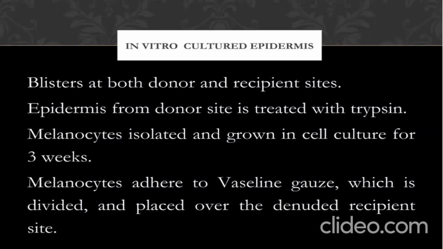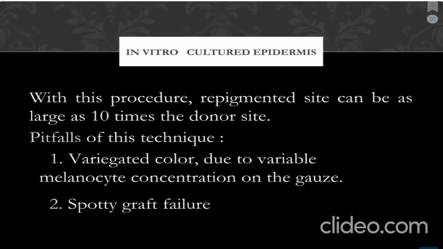Then in vitro cultured epidermis. Same as the first one, blisters at both donor and recipient sites. Epidermis from the donor site is treated with trypsin. Melanocytes are isolated and grown in cell culture for 3 weeks. Then melanocytes adhere to Vaseline gauze, which is divided and placed over the denuded recipient site. And with this procedure, the repigmented site can be as large as 10 times the donor site.